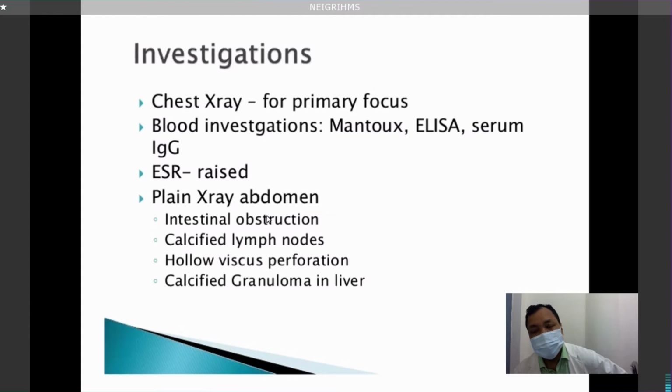In this erect position, you try to see the air fluid levels. As you know, up to 2 to 3 air fluid levels, it's taken as normal. When it is more than that, then it is considered to have some amount of intestinal obstruction. And in the supine position, if you take the plain X-ray abdomen, then you'll be able to appreciate which part of the intestine is obstructed.